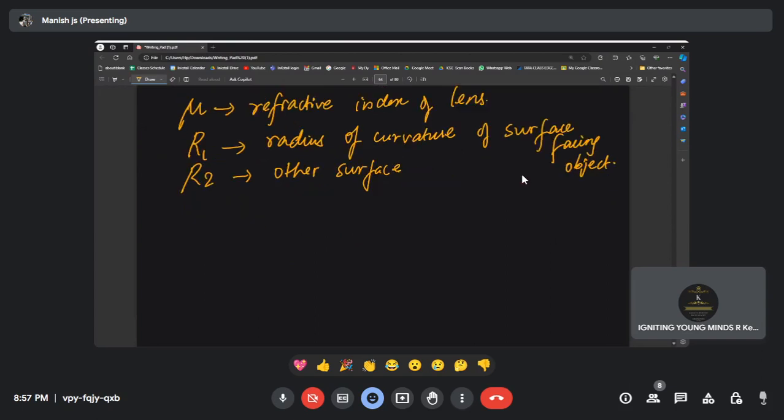Then you can relate using focal length as 1 upon f is equal to (mu minus 1) times (1 upon R1 minus 1 upon R2). This formula we call the lens maker's formula, where f is your focal length, mu is the refractive index of the material of the lens, which is very important, and R1 and R2 are the radii of curvature of both the surfaces of the lens. So these are the aspects.